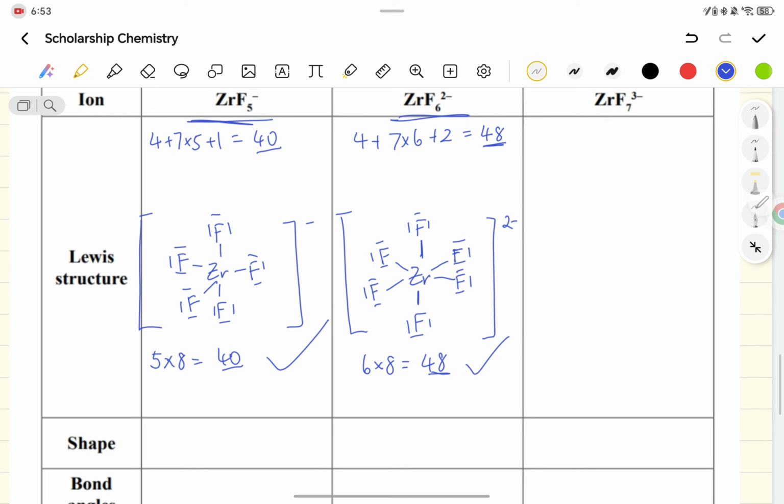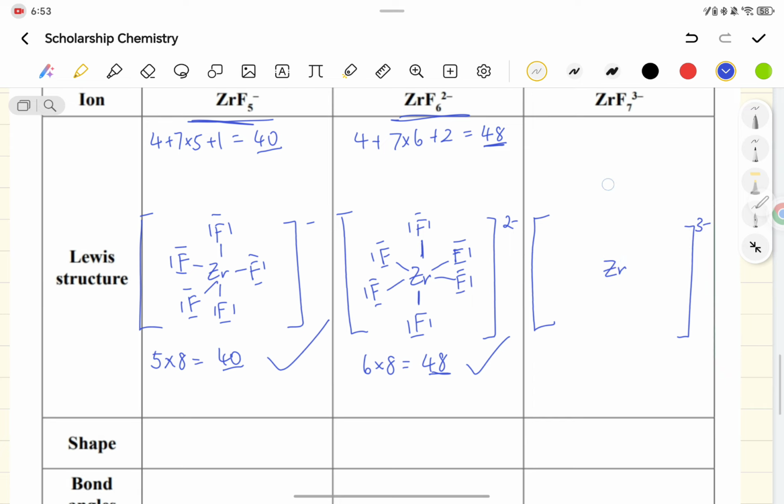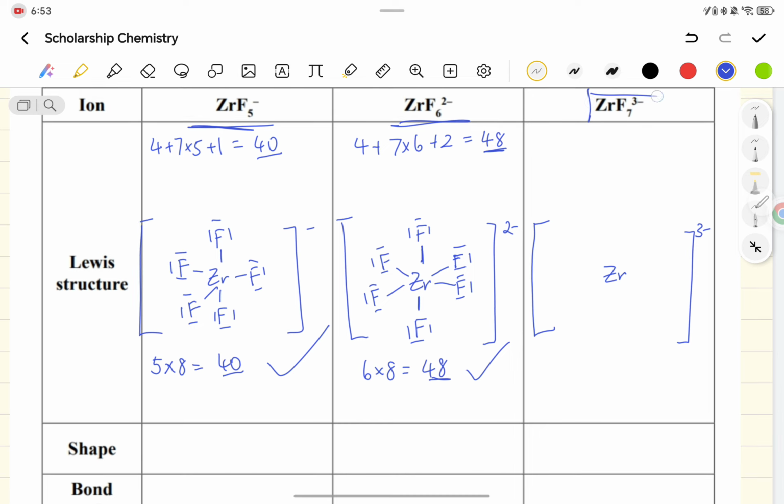Let's now move on to our last polyatomic ion, ZrF7 3-. Again, square brackets with charge 3- this time. The central atom is Zr. And now let's count up the number of valence electrons for the structure. We have 4 plus 7 times 7 plus 3, which is 56. And now let's draw the structure.